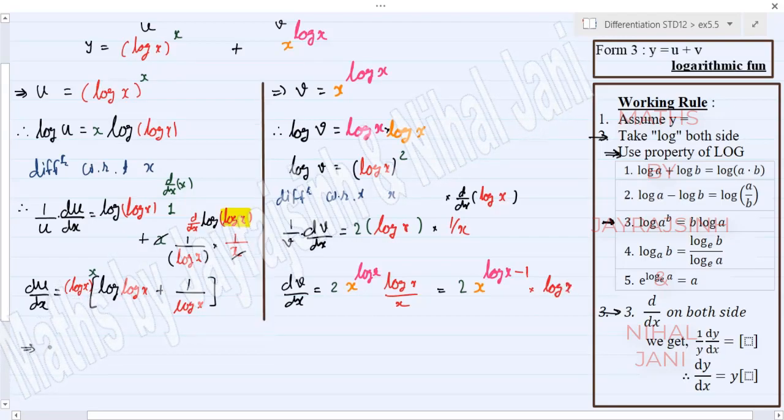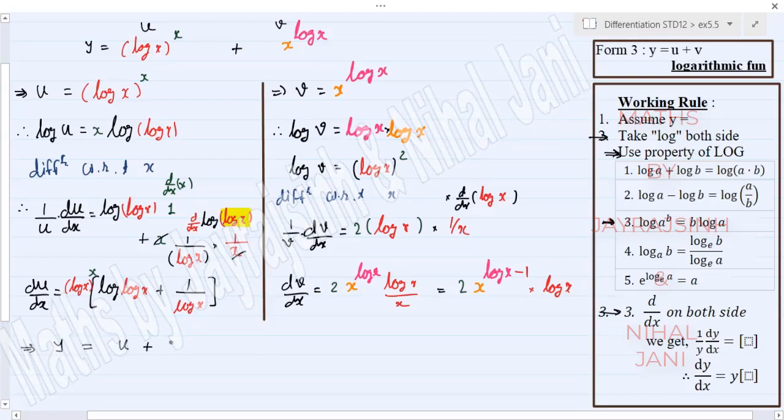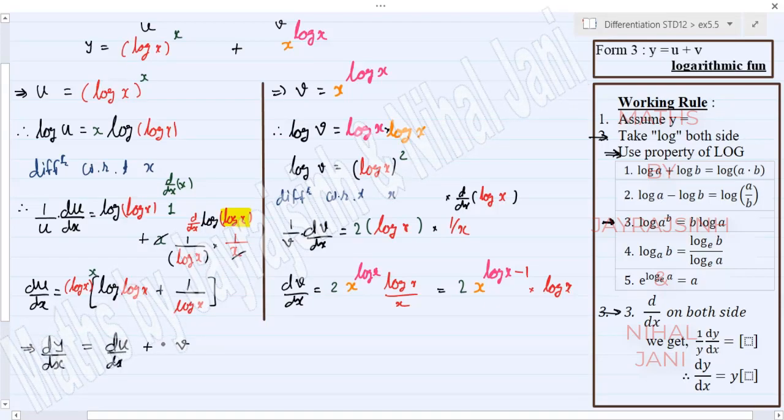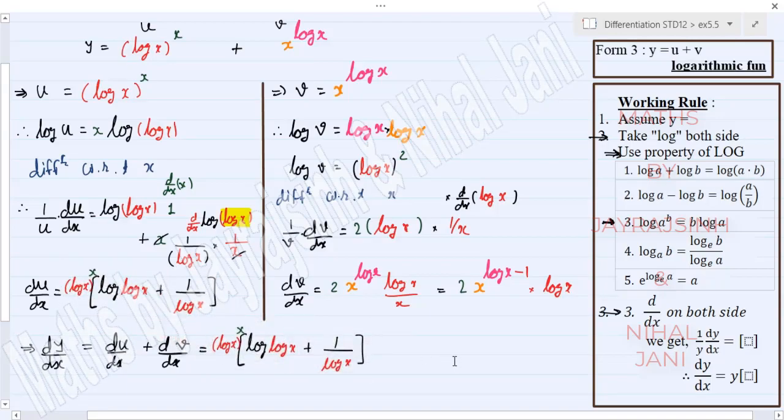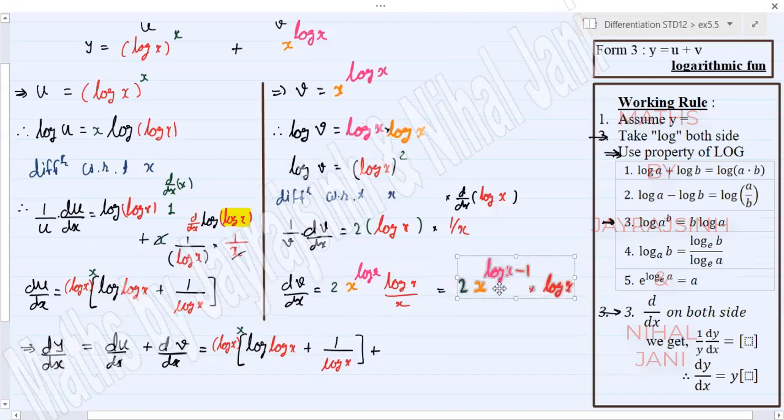If we recall our original question, we have y is equal to u plus v. So we can say your dy by dx is simply du by dx plus dv by dx. So our first term is your du by dx plus your second term is your dv by dx. So tada! This is your final answer.